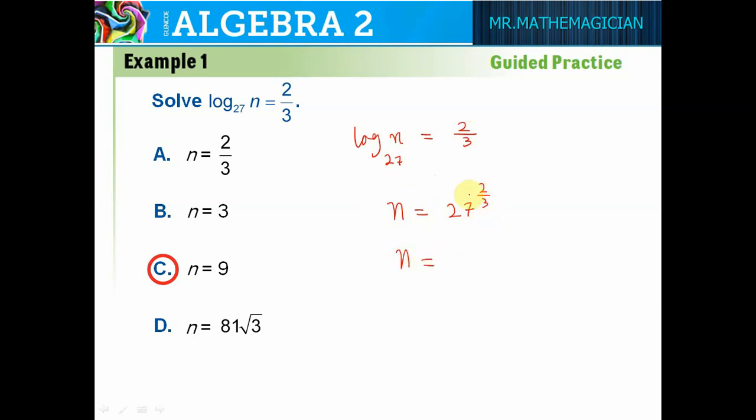Now you can use a calculator to solve this one, or you can express 27 as 3 to the power of 3, all to the power of 2 over 3. Now you can cancel this power with this power. So n equals 3 to the power of 2, which means n equals 9. So C is the correct choice.